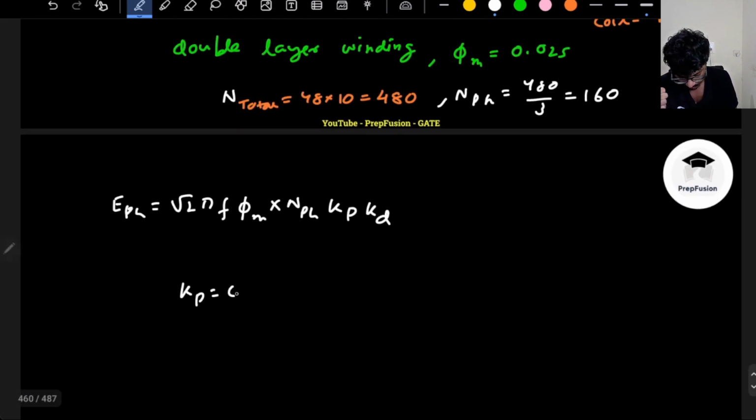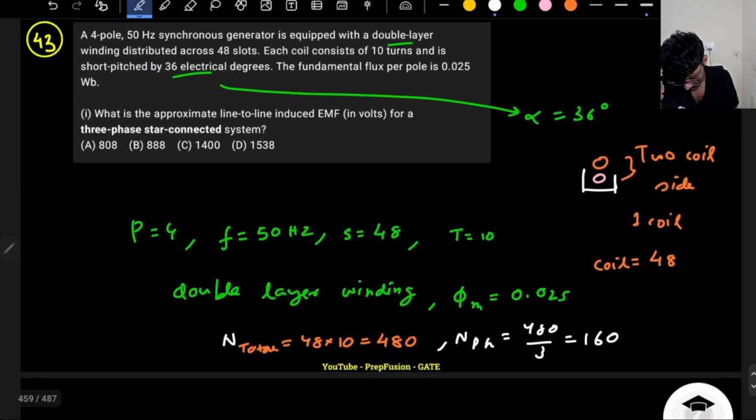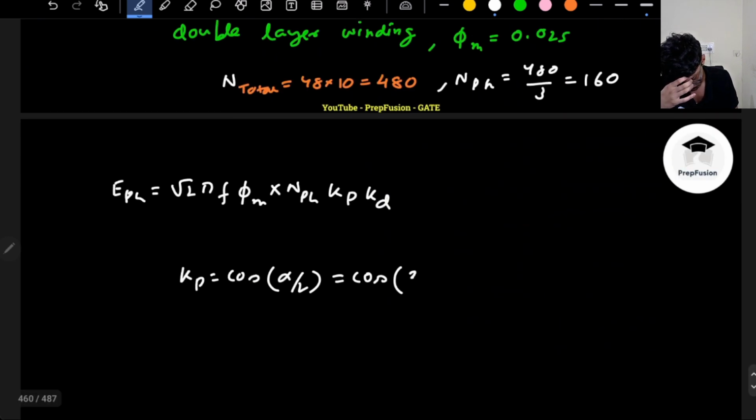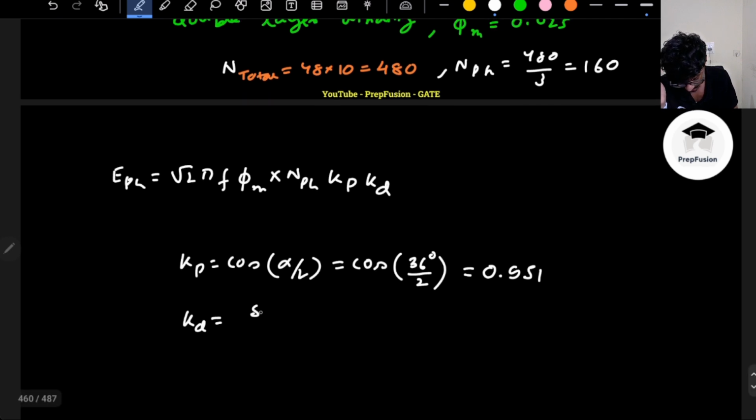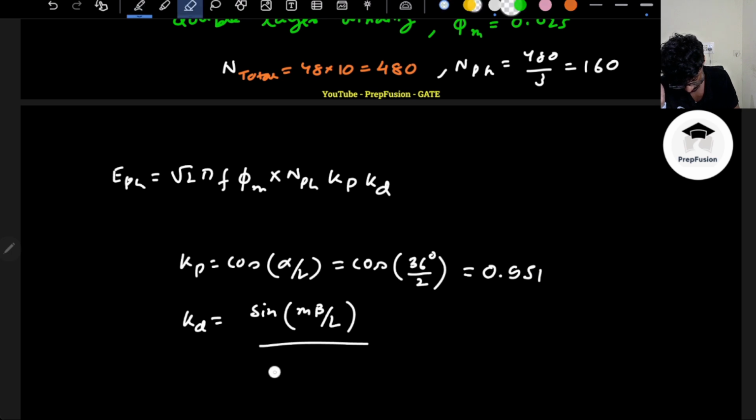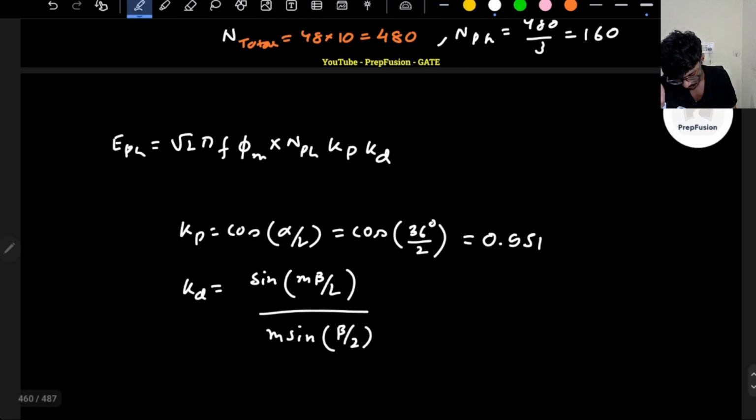What is my Kp? For the fundamental, Kp will be cos alpha by 2. So cos of alpha is 36 divided by 2. So cos of 18, right? What will be cos of 18? Cos of 18 will be 0.951. And what will be Kd? Kd, if you remember, was sine of m beta by 2 divided by m sine beta by 2.